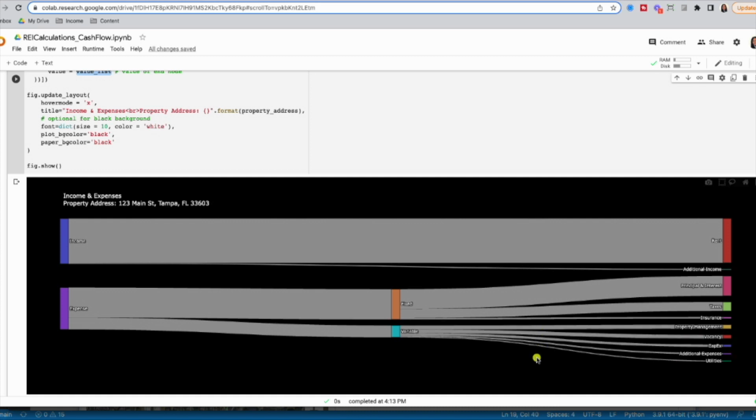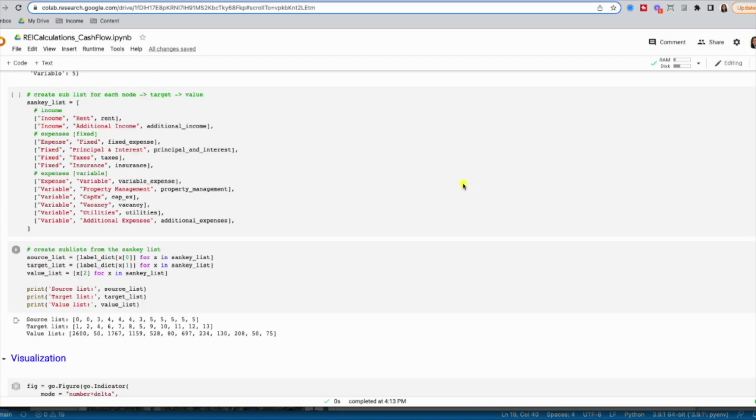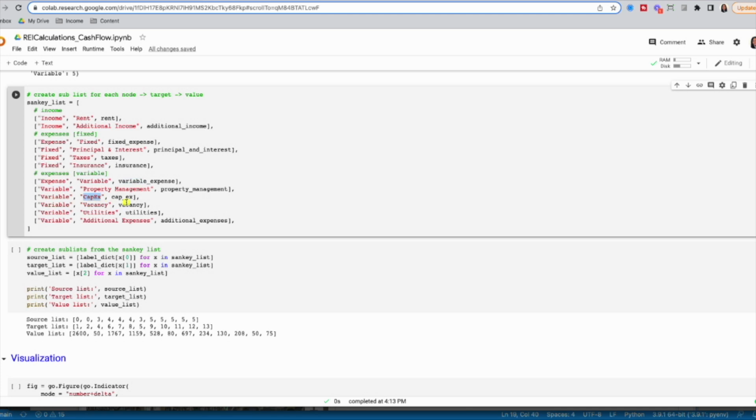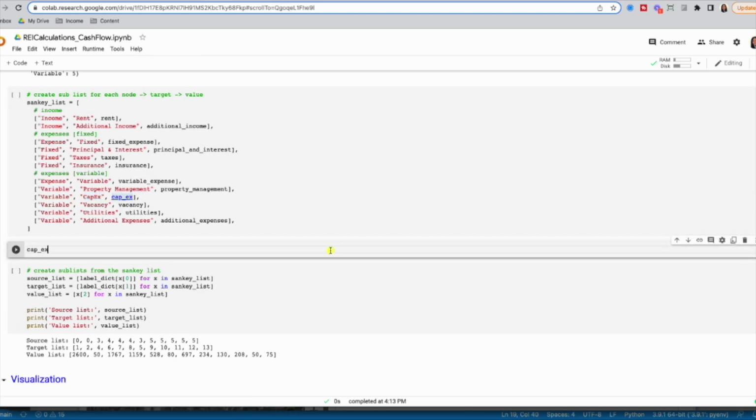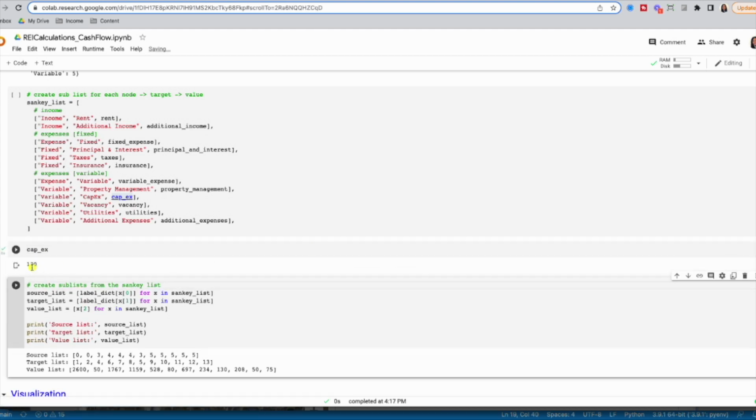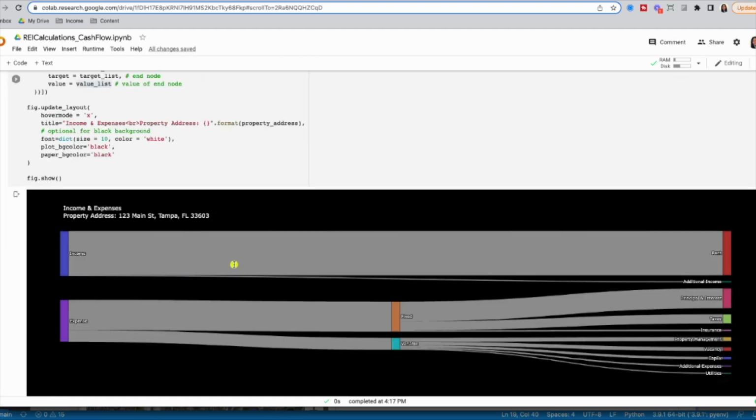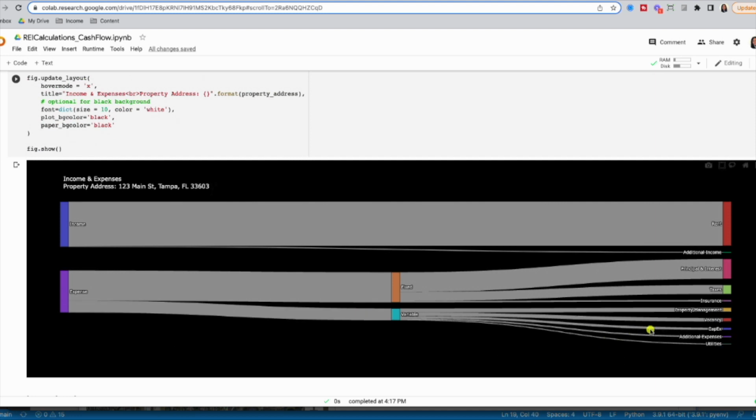So let's just do a quick check here. If we go back up to our Sankey list and we look at expenses, we can see for our variable expenses that variable to CapEx should be the CapEx value. So let's pull what that is, which is $130. And if we go down here, we can see when we hover over the variable to CapEx that we do see 130. So we know this is pulling accurately.